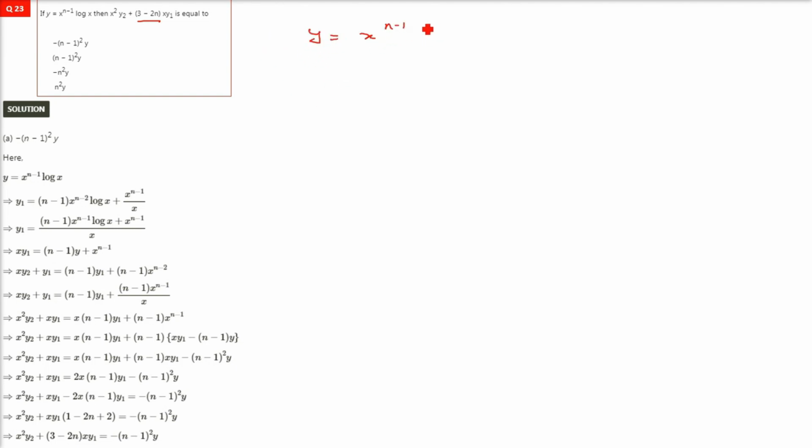y is equal to x raised n minus 1 log x. So for y1, the first term is x raised n minus 1, the second term is log x. So let it be p into q form. We are going to apply the product rule. So log x differentiation is 1 by x, plus log x will remain like that. x raised n minus 1 differentiation is n minus 1 into x to the power n minus 2. So I am taking x in the denominator now.